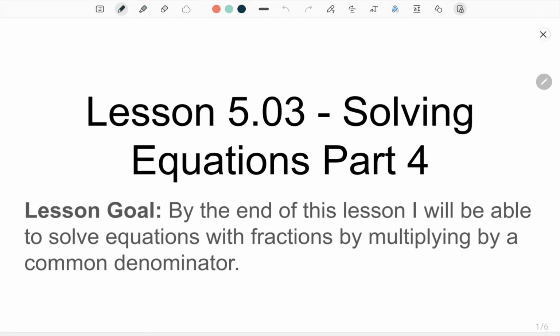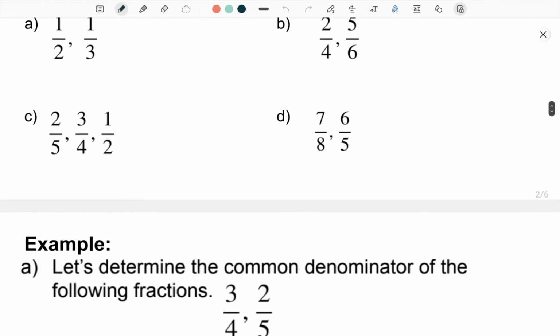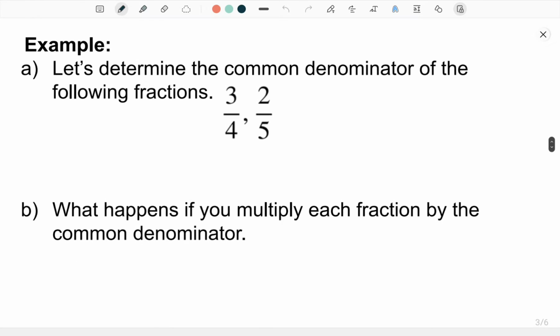Alright, let's begin. So we're going to look at solving equations and specifically looking at equations with fractions. So we're just going to get further practice with those kinds of equations. Alright, so we'll just skip by that. But let's take a look at this.